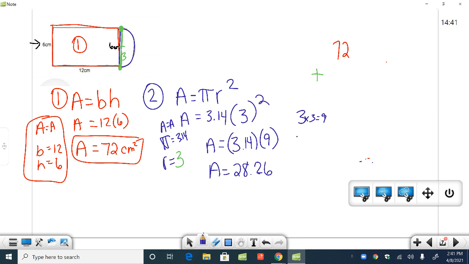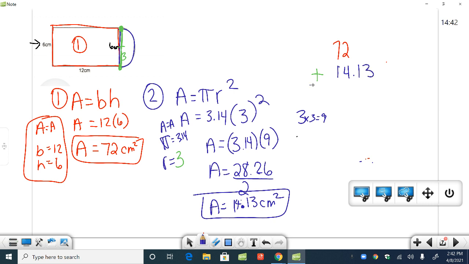But we've got to remember that is for a full circle. I only have half of the circle, so I have to divide that by 2. And when I do that, I get A equals 14.13 centimeters squared. All right, that's my second shape, 14.13. When I add those together, I get 86.13 centimeters squared.